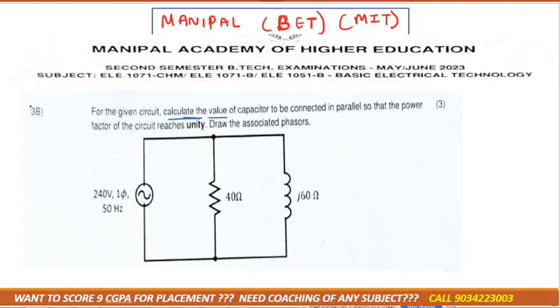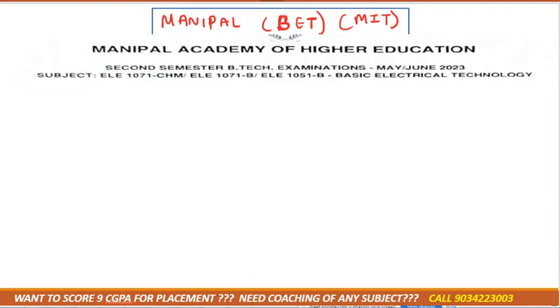See how we can solve this question. Third B, marks. For the given circuit, calculate the value of the capacitor to be connected in parallel. We have to connect one capacitor in parallel so that the power factor of the circuit reaches unity. This is a question of power factor improvement.